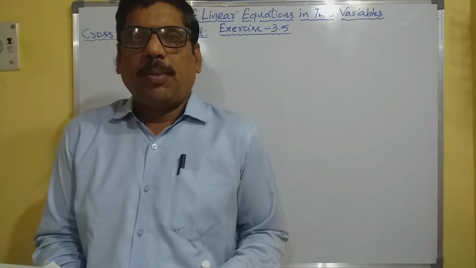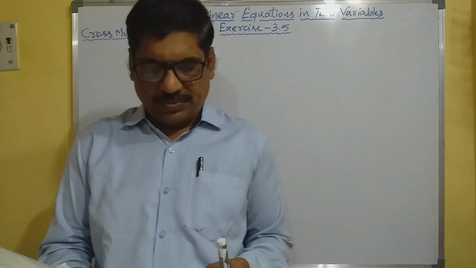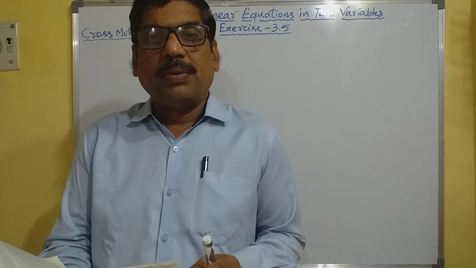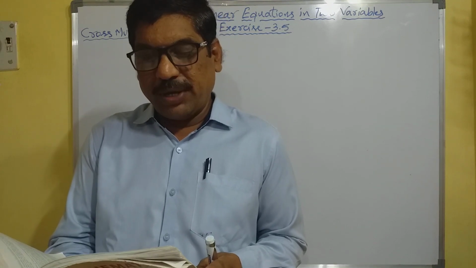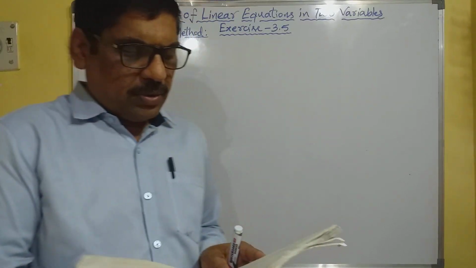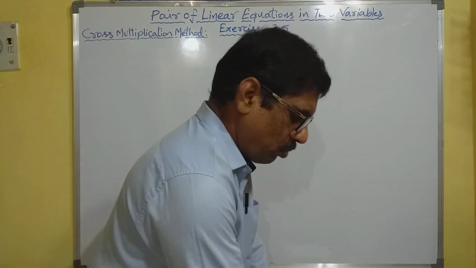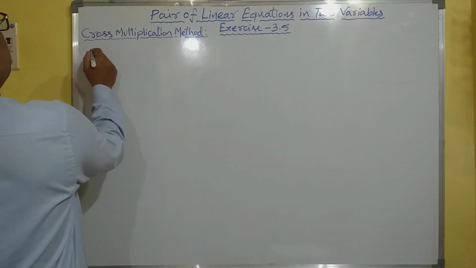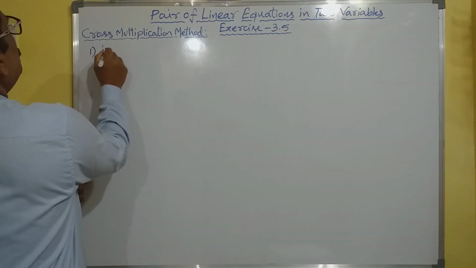Let us continue the problems from the exercise 3.5. Here we need to solve the pair of linear equations by using cross multiplication method. Okay. Now the first problem from the first Roman. Here he has given two equations.